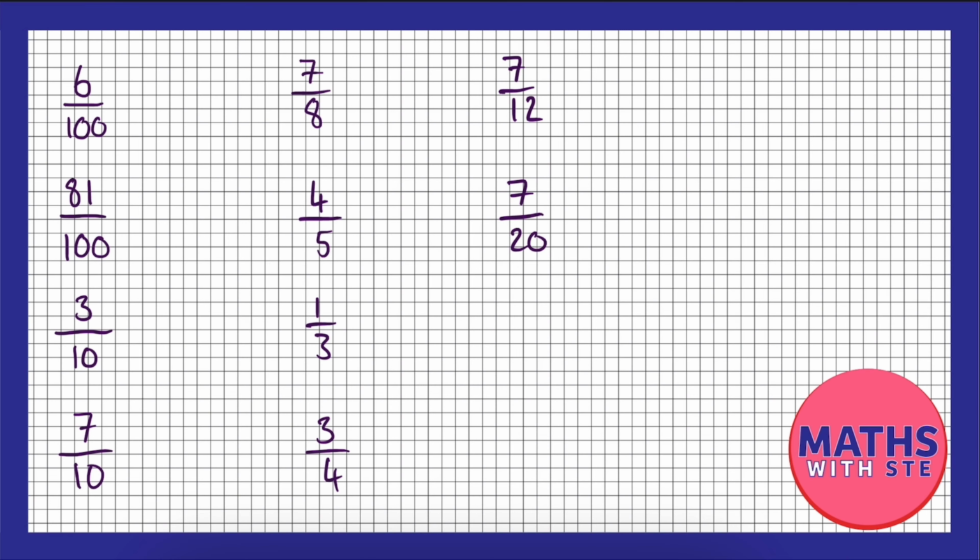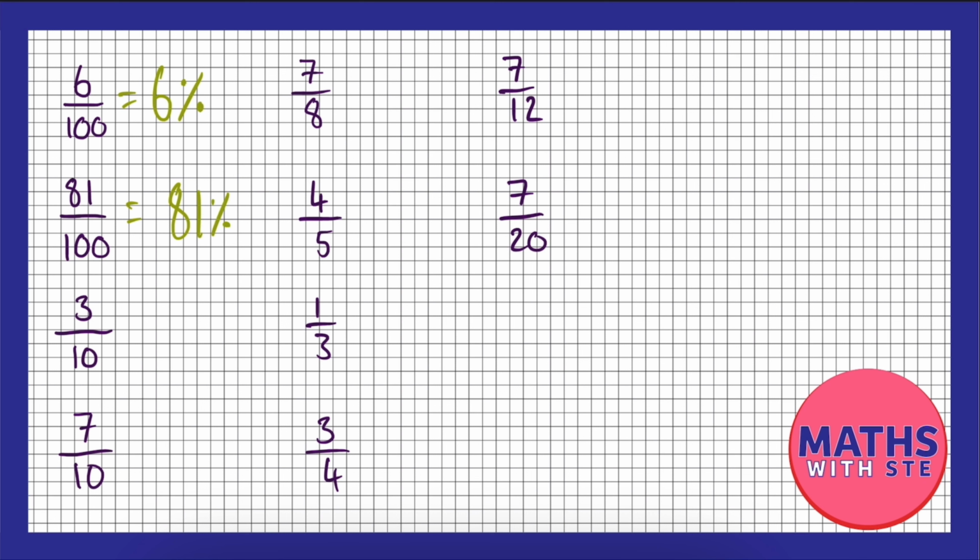Okay, let's do these. Right, okay, hopefully you found them nice and easy. I'll go through them. Let's see how you get on. Okay, 6 over 100. Well, that is out of 100, so therefore that is 6%. 81 out of 100. Well, that is out of 100, so that is 81%.